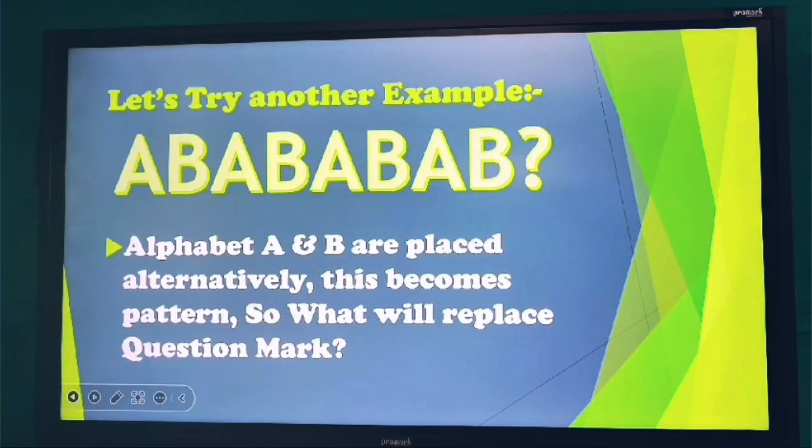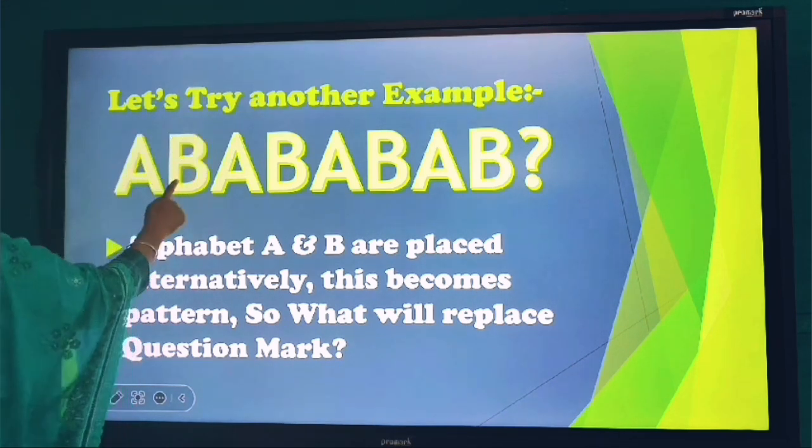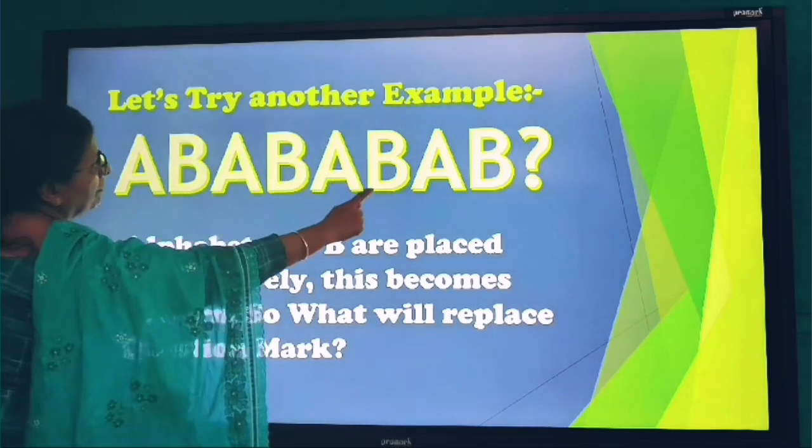Let's try another example. Letters A, B, A, B, A, B, A, B. Alphabets A and B are placed alternately. This becomes a pattern. A, B, A, B.